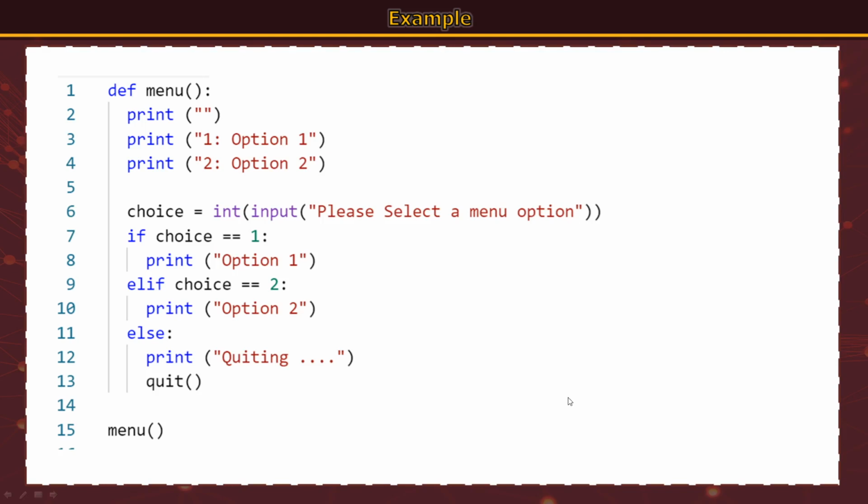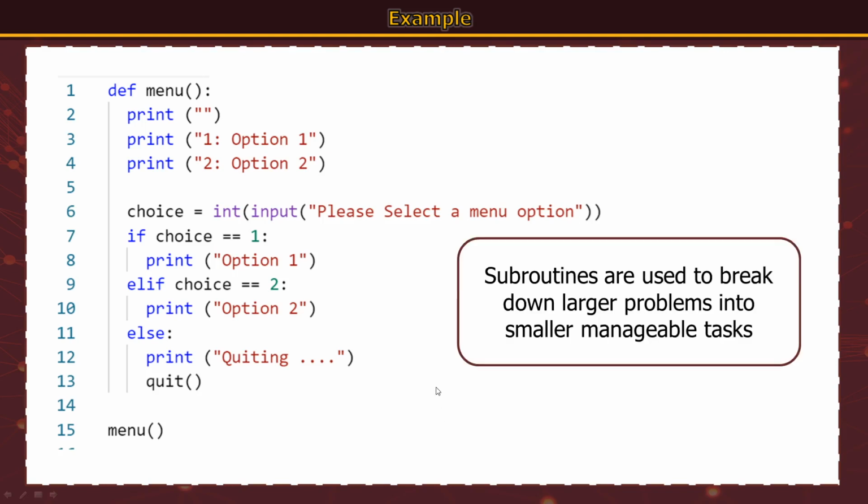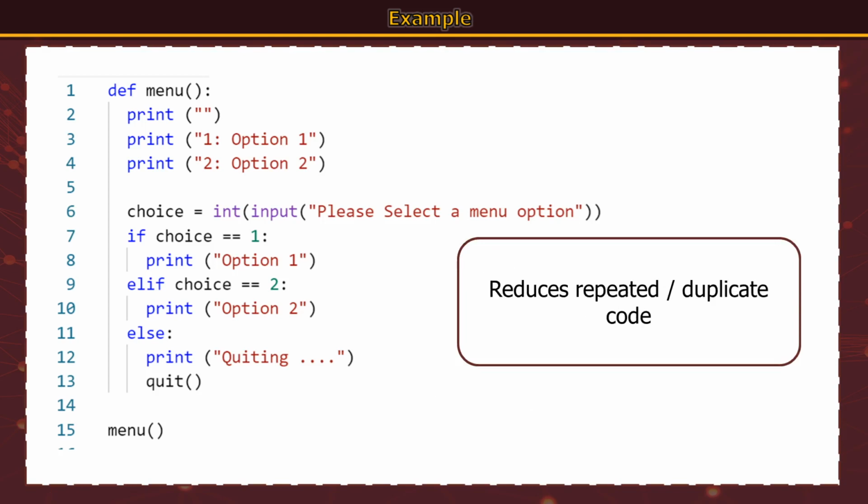Let's take a look at the advantages of subroutines. The first one you already know. It's taking a large problem and breaking it down into smaller, manageable tasks. The next one is reducing repeat or duplicate code. If we look at lines 2 to 13, that's my menu. Imagine I needed to call it 50 times. If I didn't use a subroutine, I would have to write out lines 2 to 13 50 times.